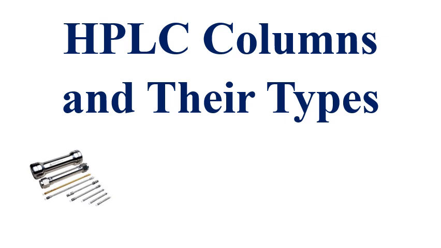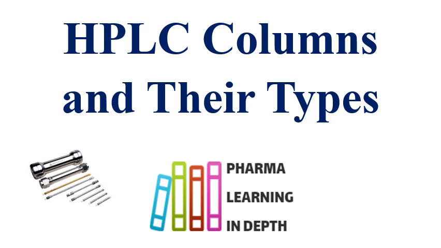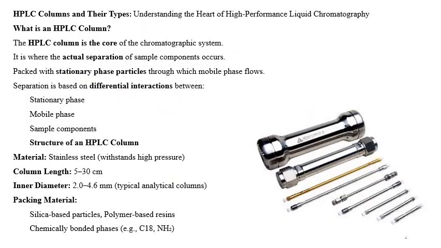HPLC is a chromatographic technique in which the HPLC column is the part where the actual separation happens. This video is related to the HPLC columns and their types. The HPLC system works on the principle of separation and then detection of the compound, and the HPLC column is a core part of the chromatographic system, and in this column the separation happens.